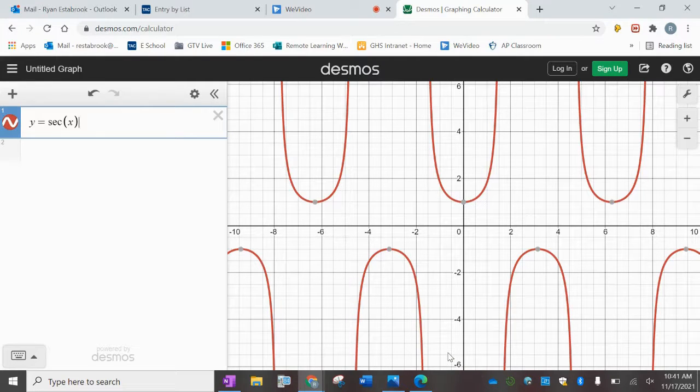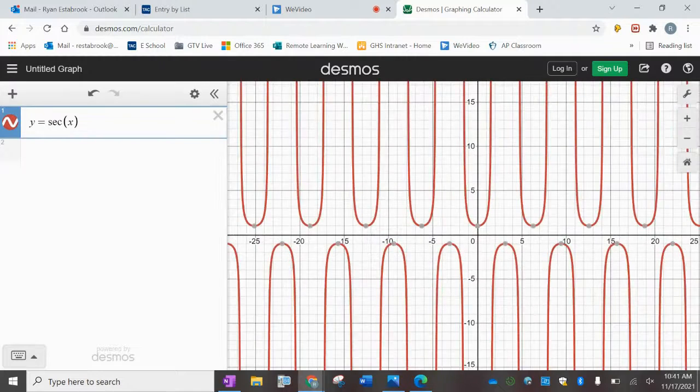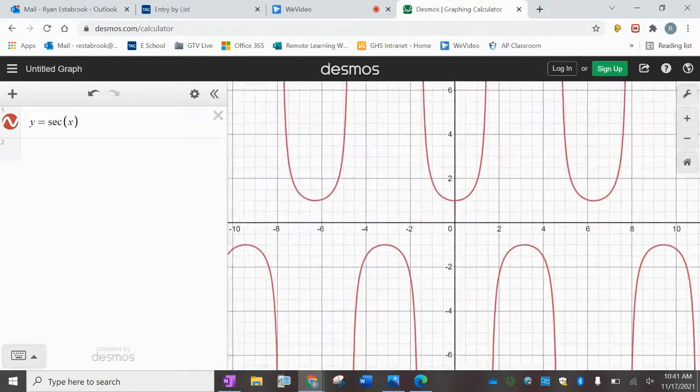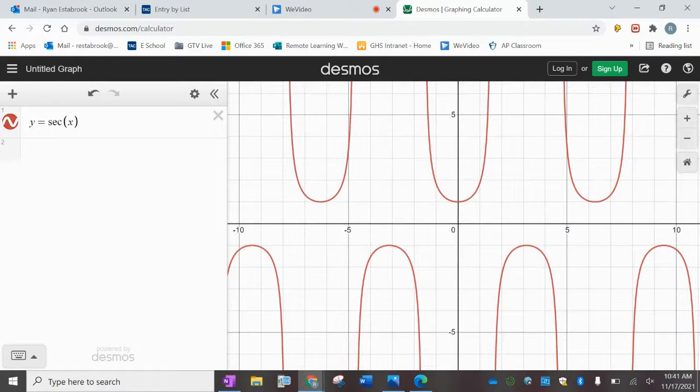Now, if I look at this, it looks like there are some vertical asymptotes, like some restraining lines in between all these different shapes. If I zoom out a little bit, I can see that those shapes do keep going up and down forever. How are we supposed to graph one of these secant curves?